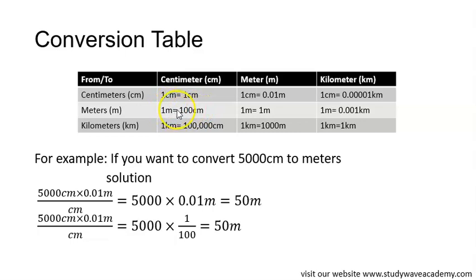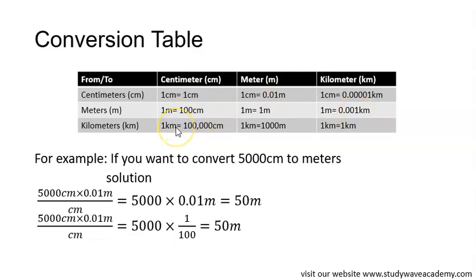Then in meters, 1 meter is 100 centimeter. And 1 meter is equal to 1 meter. Then 1 meter in kilometer is equal to 0.001 kilometer. Okay? 1 meter in kilometer is equal to 0.001 kilometer. Do you understand?